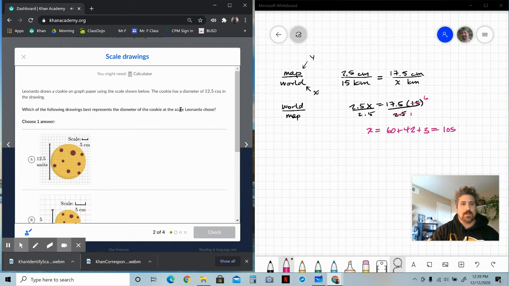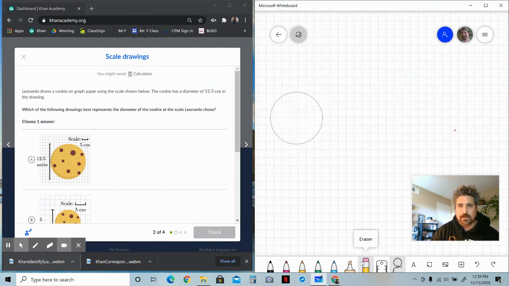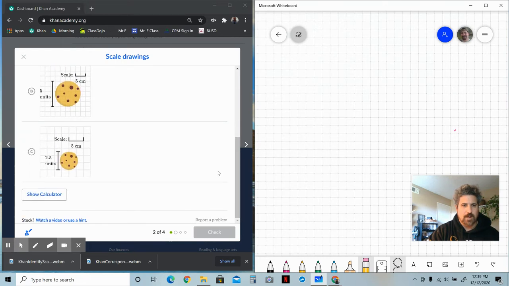All right, this one is a little bit different situation. It says Leonardo draws a cookie on graph paper using the scale shown below. The cookie has a diameter of 12.5 centimeters in the drawing. Which of the following drawings best represents the diameter of the cookie at the scale that Leonardo chose? Oh, okay, interesting.